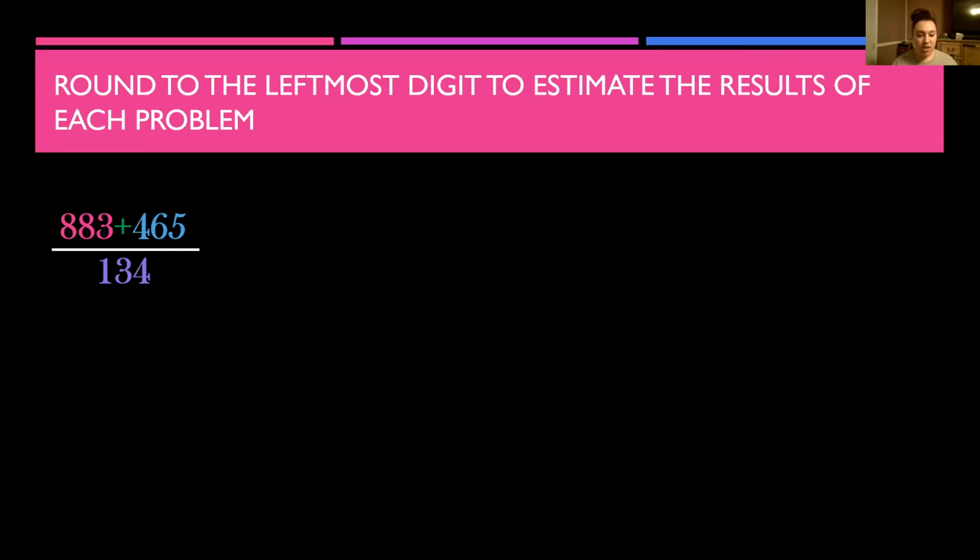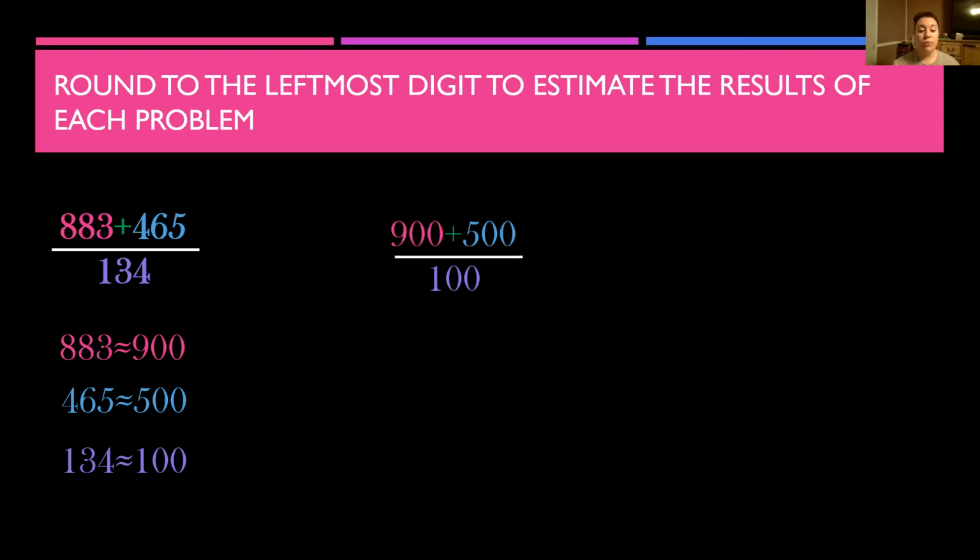Okay, so we started out with 833 plus 465 over 134. So to round to the leftmost digit, 883 is approximately 900. Our 465 is approximately 500. And then our 134, we round that down because if it was 5 and above, then we would round up. But since it is below 5, we'll round down. So 134 is approximately 100. So now we have 900 plus 500 over 100, which gives us 1,400 over 100, which gives us 14.